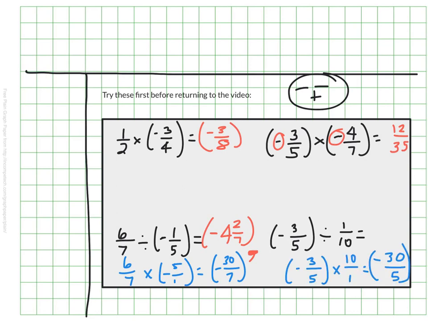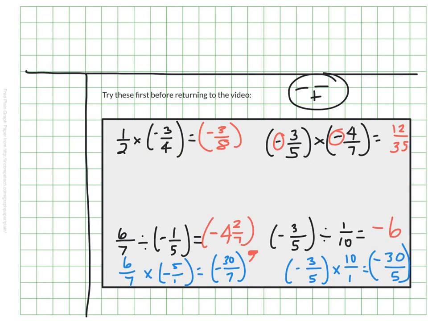And the last example here was also division. So I kept the first fraction the same. I multiplied by the reciprocal and I got 30/5, but it's a negative times a positive in the end. So I ended up having a negative result. But of course, negative 30 divided by 5 is quite simply a negative 6. So the answer here was negative 6.